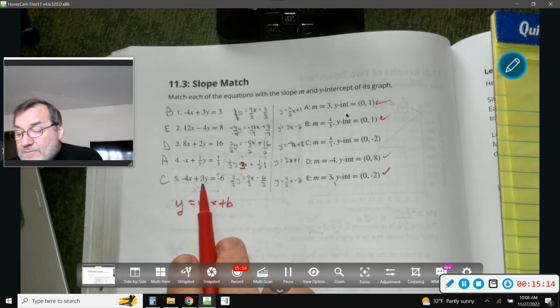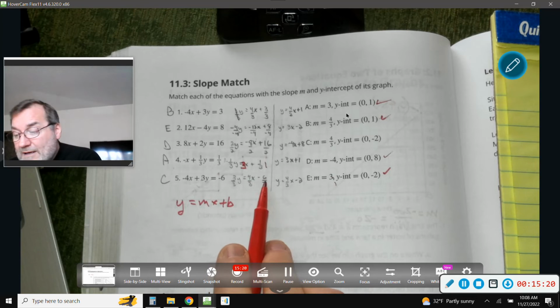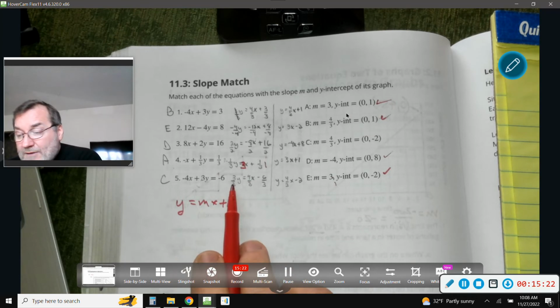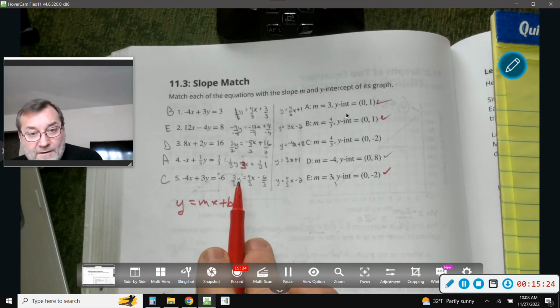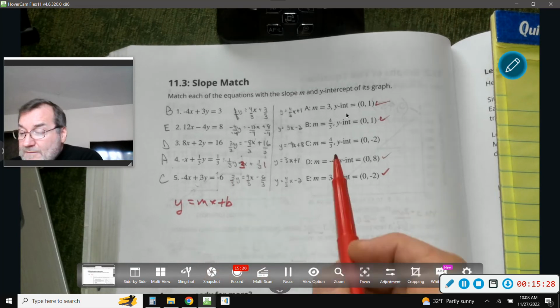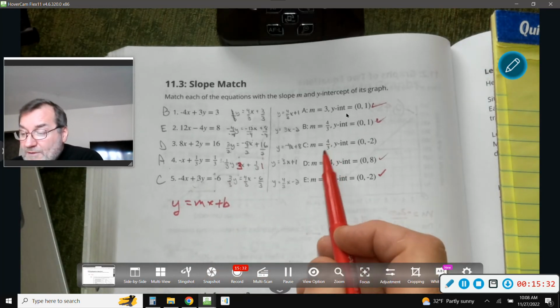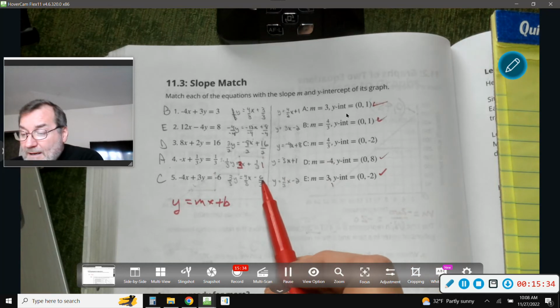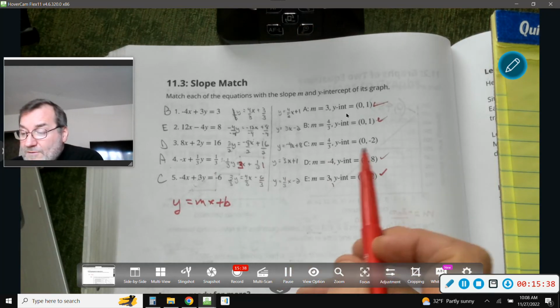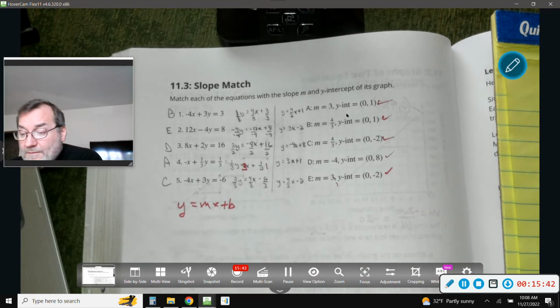And then this last one, I'm going to add 4x to each side. So I get 3y equals 4x minus 6. And then divide by 3, which is the coefficient of the unknown. Divide by 3. So I got a 4/3, it's positive. Okay, I got these two. That one's already been used, so we'll concentrate on this one. And 6 divided by 3 is 2, but I subtract it, so it's going to be a negative 2. And there it is, right there. So number 5 is C.